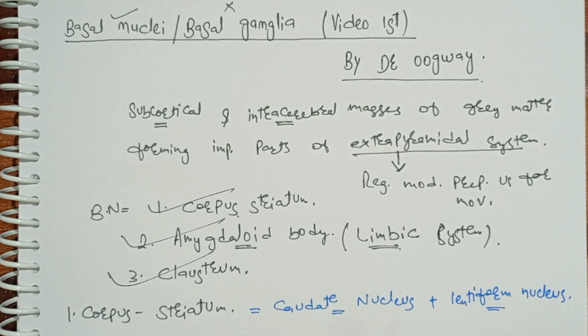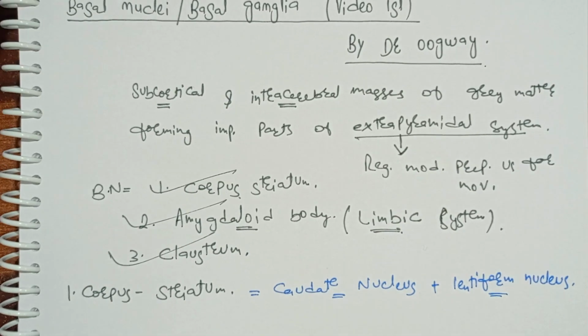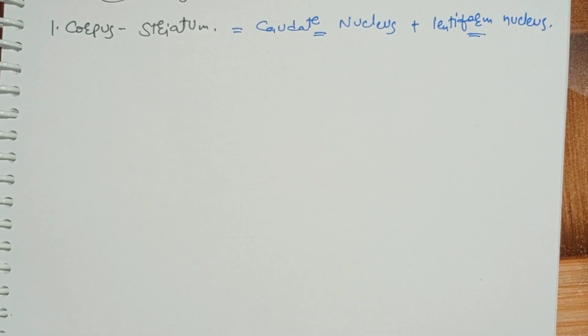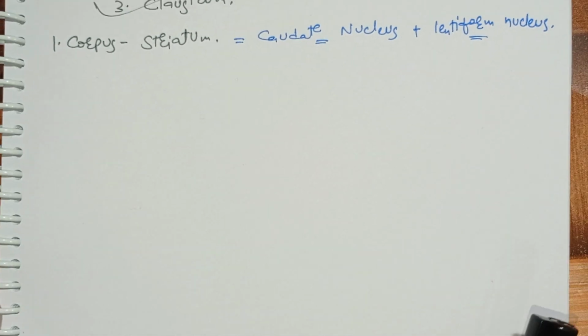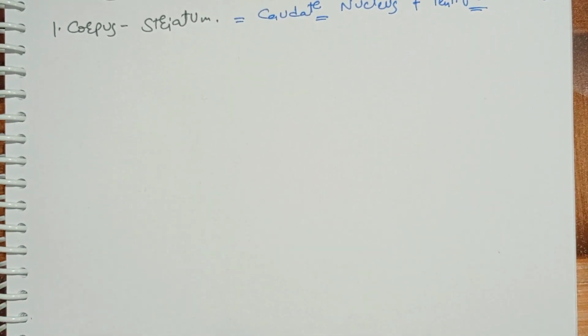I will teach you these nuclei from a diagram. That's the diagram of the basal ganglia. Clearly, so let's draw this diagram. This is going to be a very important diagram from an exam point of view. So let's learn how to draw this diagram.